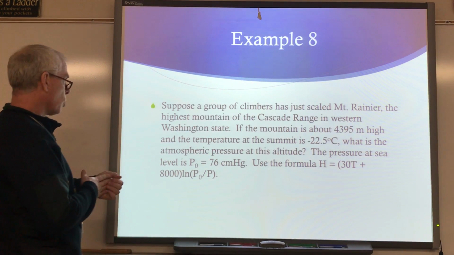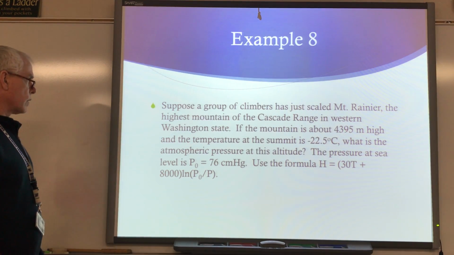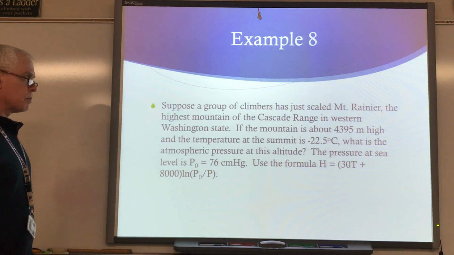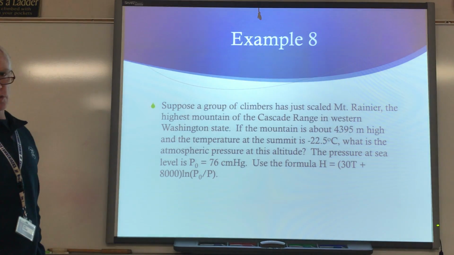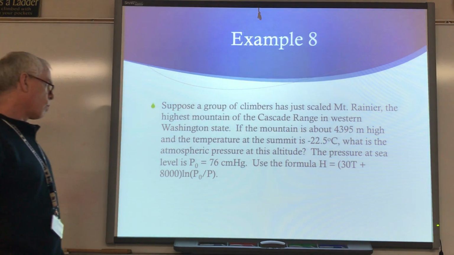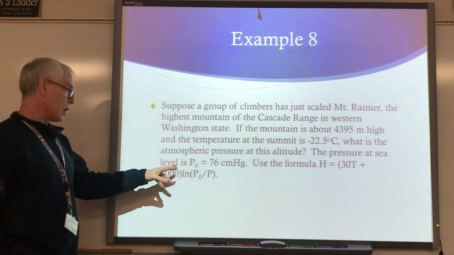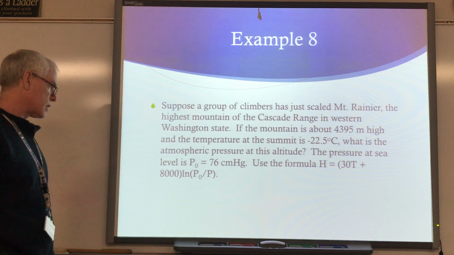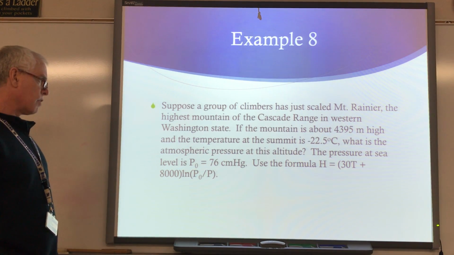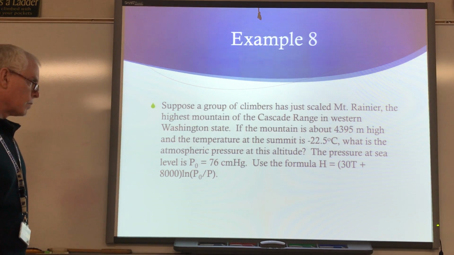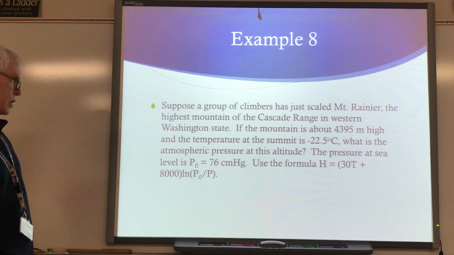Okay. Suppose a group of climbers had just scaled Mount Rainier, the highest mountain of the Cascade Range in western Washington state. The mountain is about 4,395 meters high, and the temperature at the summit is negative 22.5 degrees Celsius. What is the atmospheric pressure at this altitude, given that the pressure at sea level is 76 centimeters of mercury? Okay, so they give you the formula, h equals, etc. Okay, and so what is the atmospheric pressure?